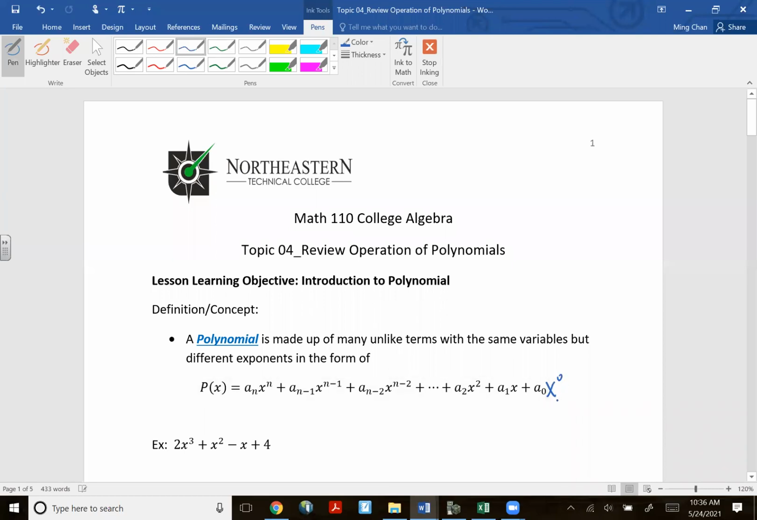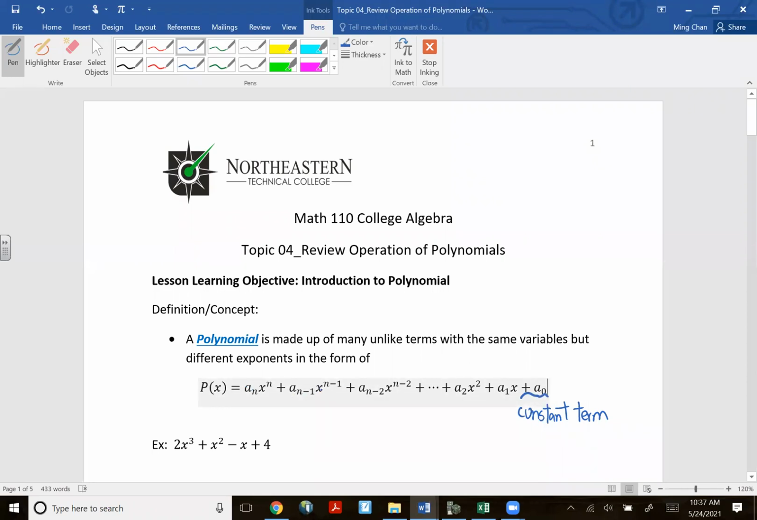Anything to the 0 power is 1. So that's the reason why in the last term you never see an x. The last term of a polynomial is what we call the constant term. Okay, so what you notice here is the exponent is always decreased by 1.